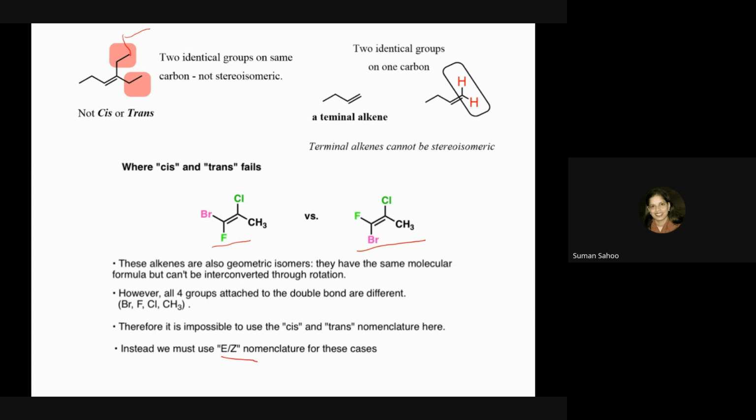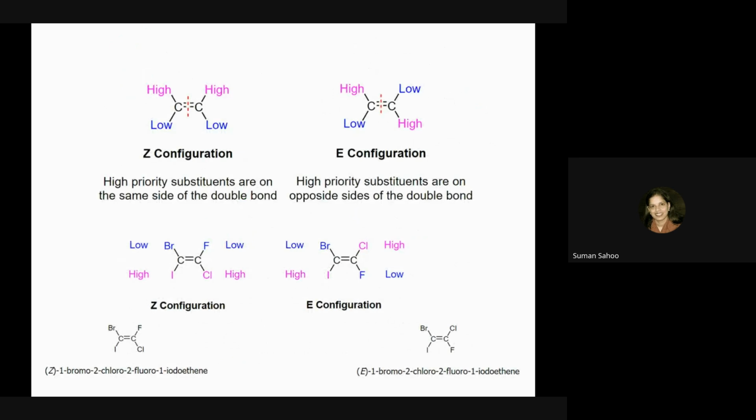E and Z nomenclature. So whatever would be your Z configuration, when you have the same priority group on the same side. Low priority, we will come to where the priority comes from. Low priority on the same side, then that would be Z. And when they are on opposite sides, that would be your E configuration. For example, in this case, that 1-bromo-2-chloro-2-fluoro-1-iodoethane.